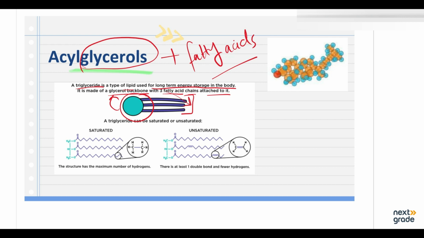Here you can see the structure of the saturated and the unsaturated triglyceride. In the saturated triglyceride there is the maximum number of hydrogen atoms. But here there are fewer hydrogen atoms. There is only one double bond here. But here there are single bonds, and a huge number of hydrogen atoms can be seen here, right?